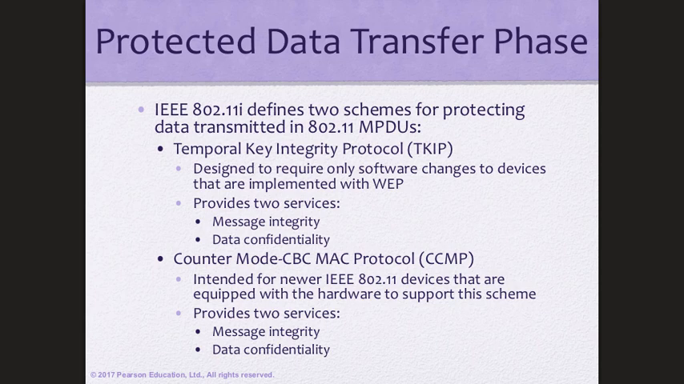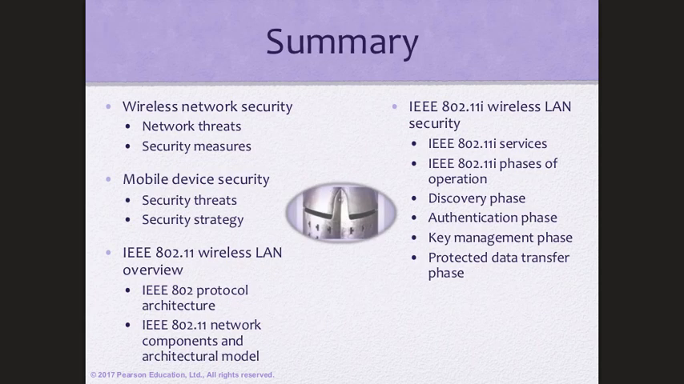The other part is the Counter Mode CBC-MAC Protocol, the CCMP. This one is for devices that are equipped with hardware to support a particular scheme. It provides message integrity and data confidentiality together, and it is a more advanced system as opposed to the TKIP. The TKIP is a less advanced one, but CCMP requires newer hardware. Again, you don't need to memorize these things. It's just for your reference. And we are done.